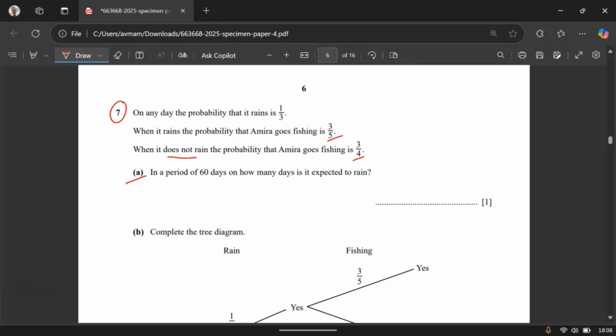Now it says on any day the probability that it rains is 1/3. So you need to find 1/3 of 60, and that's going to be 20.